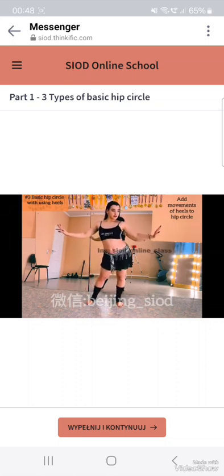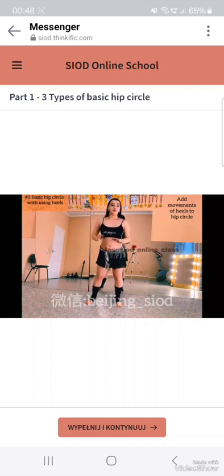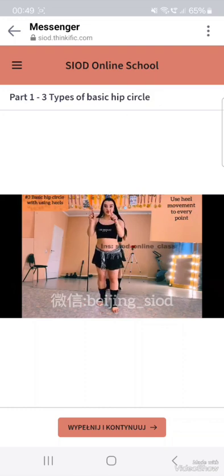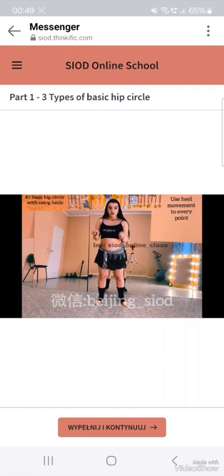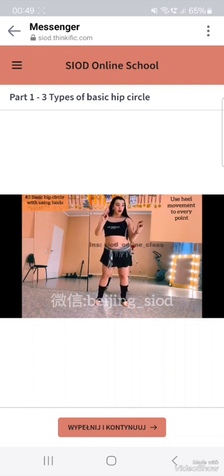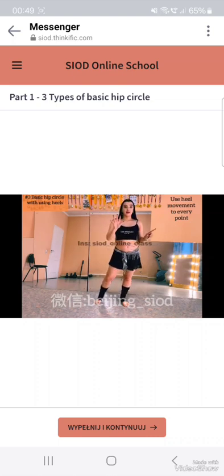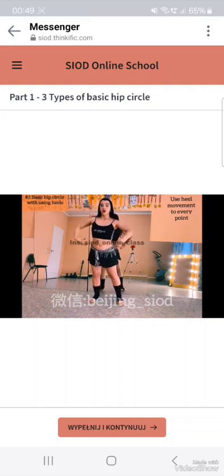Tuck, tuck, tuck, tuck, tuck. So it looks like you make this movement for each point. You move your heel up and down at each point. Like the first point, up and down heel, second point, third point, fourth point, and fifth. 5 times we need to go up and down with our heels.